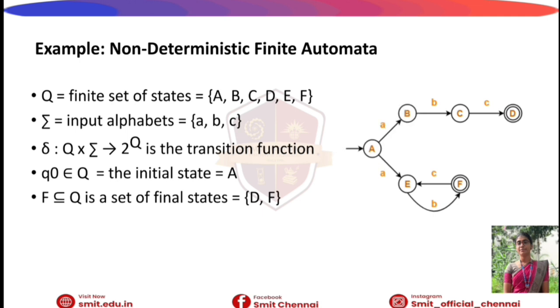From the initial state A, it accepts the input small a and goes to capital B and capital E states. And from B, it accepts small b as an input and goes to C. And C accepts small c and goes to capital D. Similarly, E accepts the input b and goes to F, and F accepts c and goes to E. And D and F are the final states. So we have two circles, and for A the initial state we have an arrow mark.